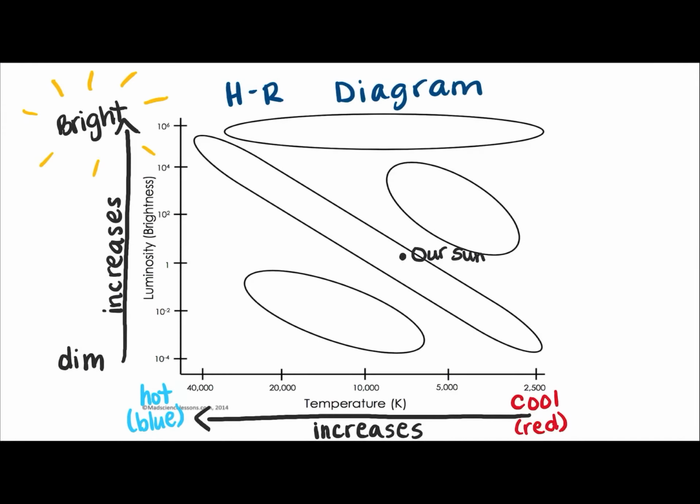And so that brief video was showing how the Hubble telescope was able to take pictures of all of these stars and how they're organized or categorized on this HR diagram. So that was a real life picture of stars.